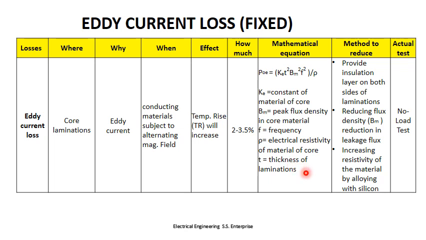How can we reduce eddy current loss in core lamination? Provide an insulation layer on both sides of the lamination. Reduce flux density. Reduce leakage flux. Increase resistivity of the material by alloying with silicon. By a no-load test, we can measure eddy current loss.